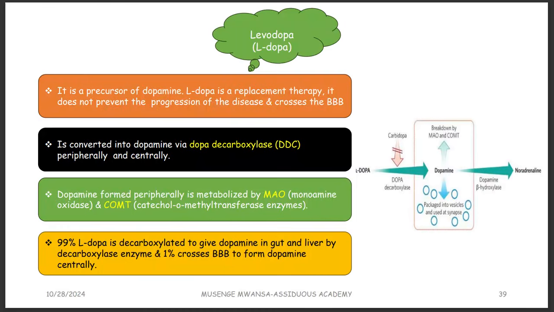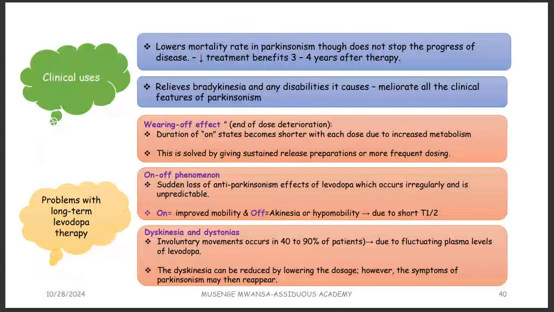So we've already discussed this really, but of importance when it comes to levodopa is this thing they call the wearing off effect or end of dose deterioration. What happens is that when you give levodopa, sometimes there will be a point where it reduces the symptoms of Parkinson's disease and then it stops reducing them. So there is what is known as the on-off phenomenon. Sudden loss of anti-Parkinson effect of levodopa which occurs irregularly and unpredictably. So the on is where you have got improved mobility.